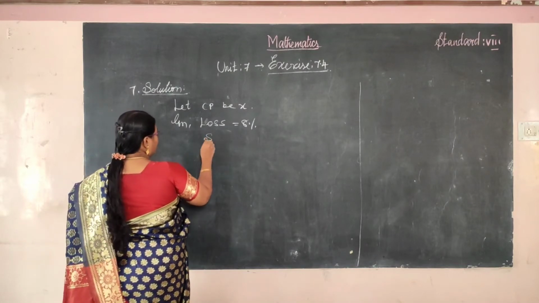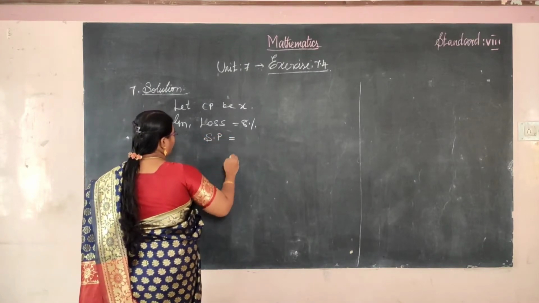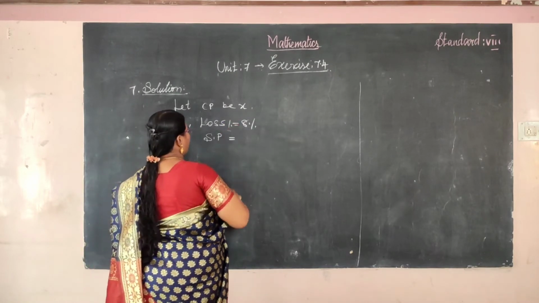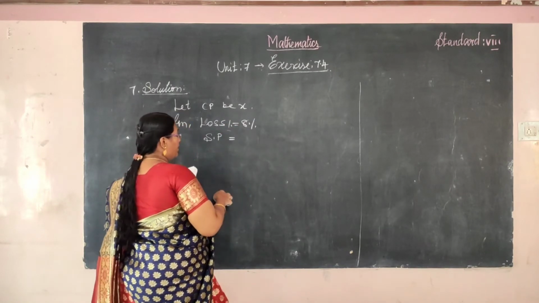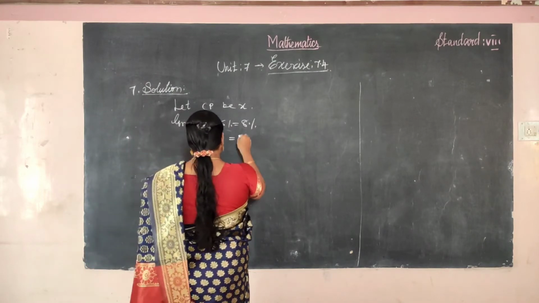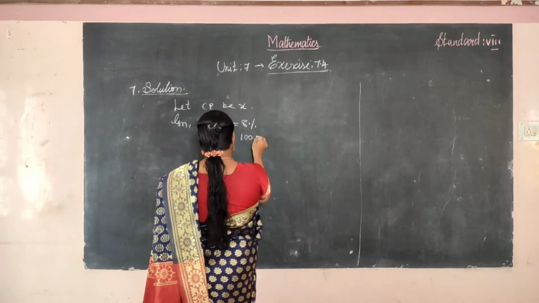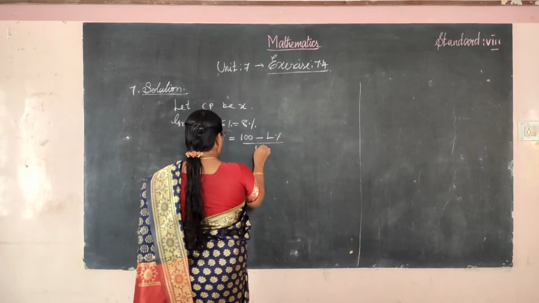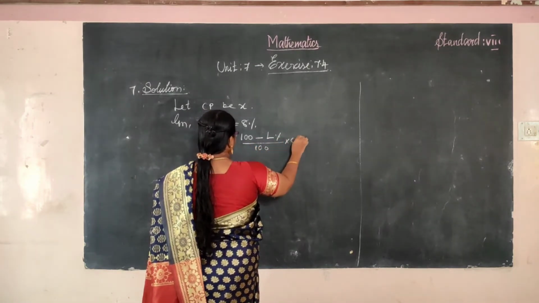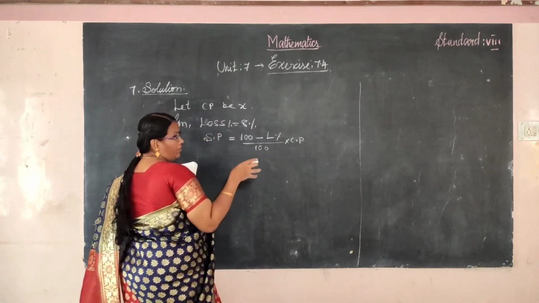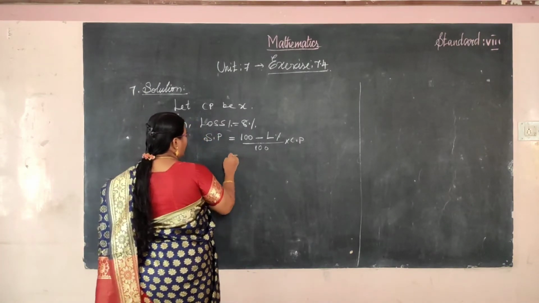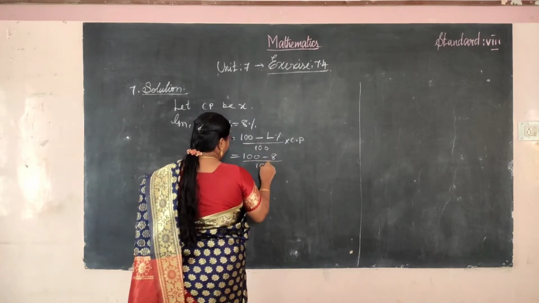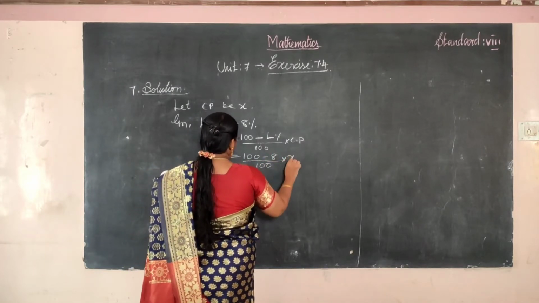Okay, what is the selling price? What is the formula for loss? Loss percentage is given. How can you find out the selling price? What is the formula? (100 minus loss percentage) by 100 into CP. Okay, each and every time you should write the formula. So (100 minus 8) by 100 into CP, CP is x.